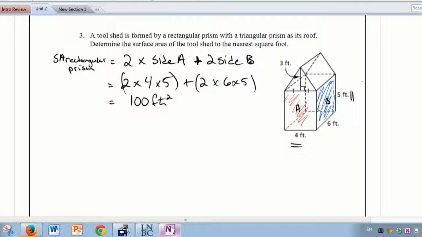The front, the back, the left, the right. I don't have to worry about the top or the bottom. The top's hidden under my triangular prism up here, and the bottom, we'll pretend it's dirt because it's a tool shed. The next thing we have to deal with is the surface area of the triangular prism.